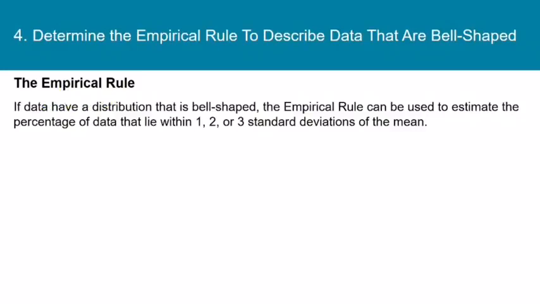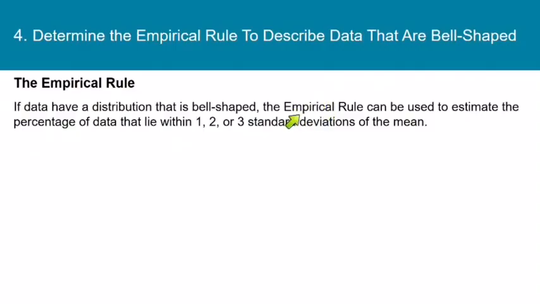Now we're going to get to talk about the empirical rule. This is just a rule of thumb that's going to help us estimate the percentage of data that lies within a certain distance of the mean. So this says if data have a distribution that is bell-shaped, the empirical rule can be used to estimate the percentage of data that lie within 1, 2, or 3 standard deviations of the mean. Okay, now a couple of things. It's important to remember that the empirical rule only applies to bell-shaped data. This would not apply to a data set that has a skewed distribution.